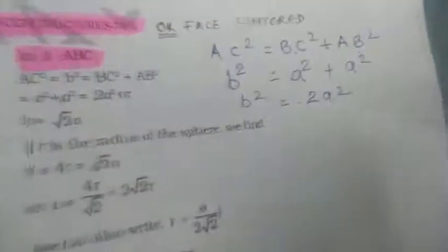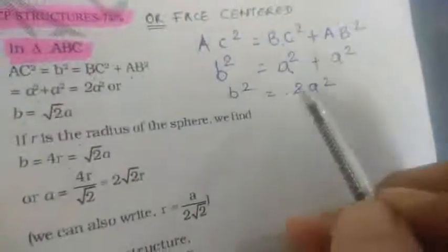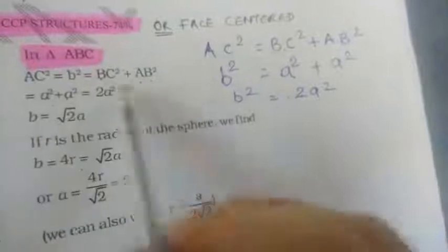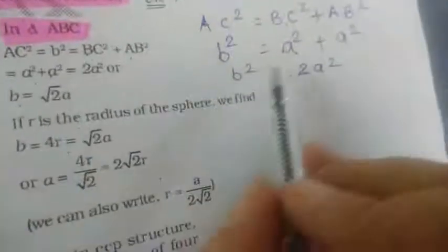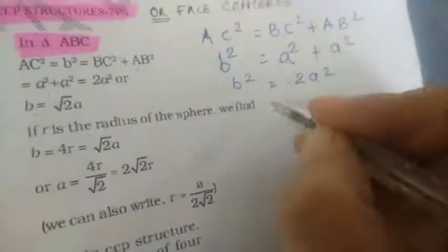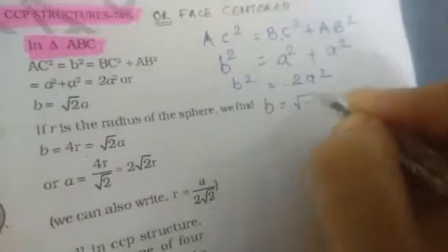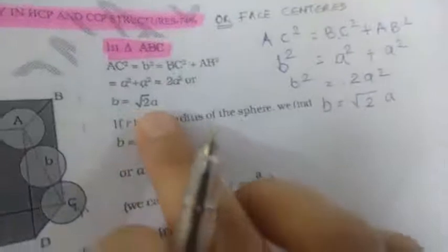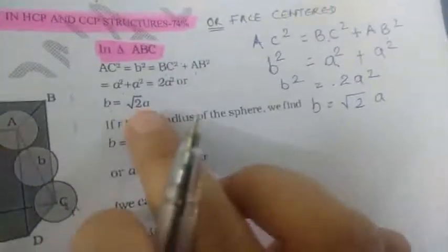Those who are bio students may have a problem in understanding without these small intermediate steps. That is why I have opened this up and written it like this. So now B will be equal to root 2A. That is what is written here. I hope you have understood how this has come. These many steps are there.